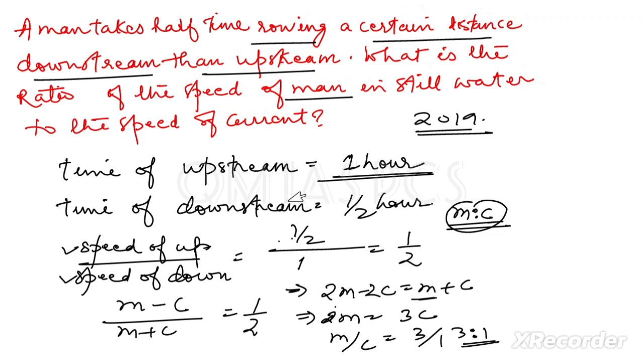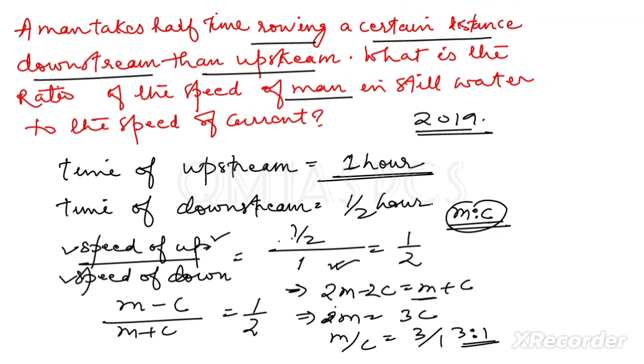We have just considered a particular time: for upstream it will be 1 hour, for downstream, based on the question, it should be half an hour. And as we know, speed and time are inversely proportional. So if we write the speed of upstream, its time for upstream goes in the denominator. If we write the speed of downstream in the denominator, then the time for downstream should be in the numerator, because they are inversely proportional.